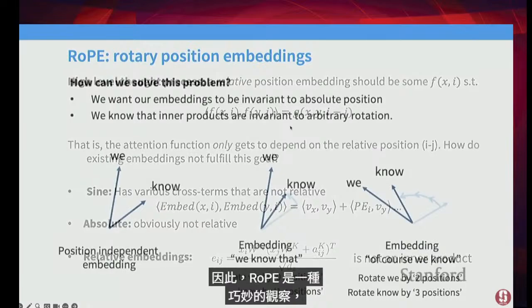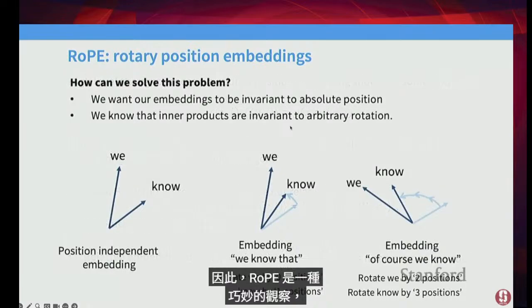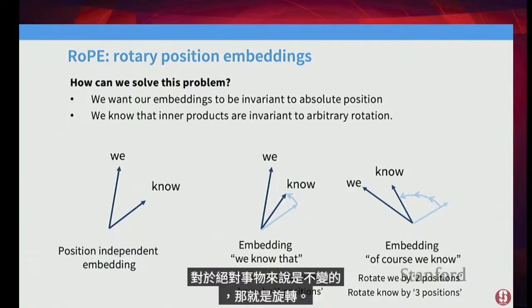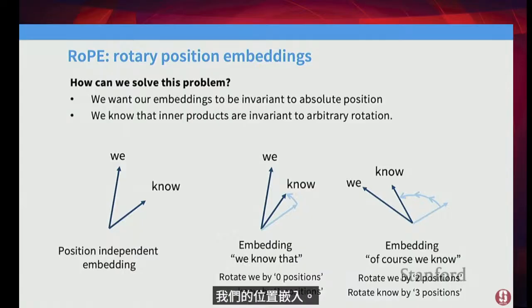And so RoPE is this kind of clever observation that we do know one thing that is invariant to sort of absolute things, which is rotations. And so we're going to exploit that structure to come up with our position embeddings. Right? We know that inner products are invariant to arbitrary rotation, so we're going to leverage that.